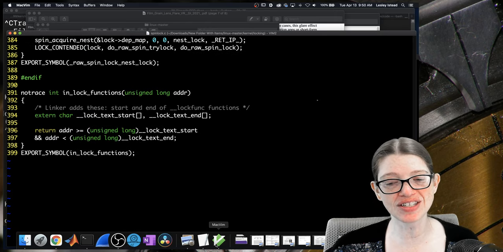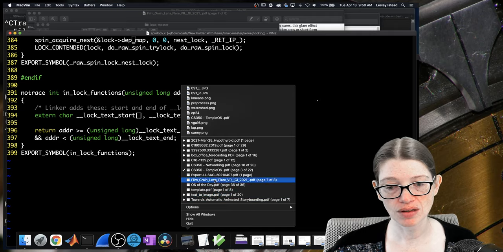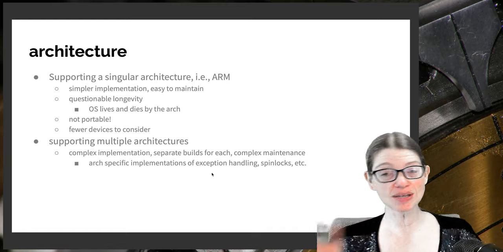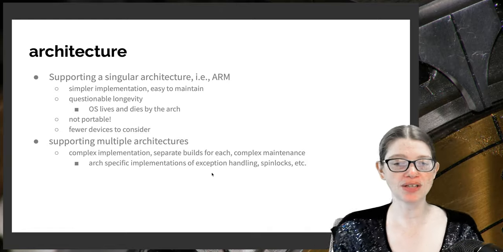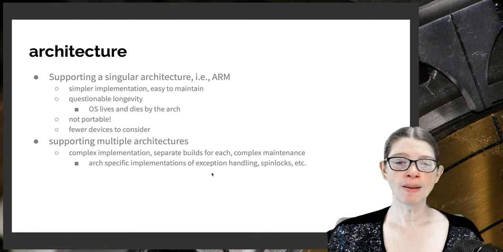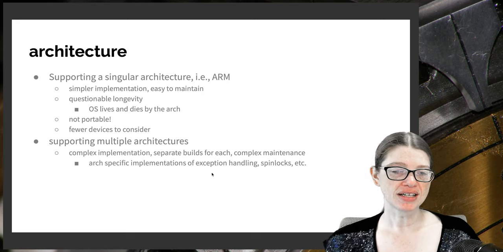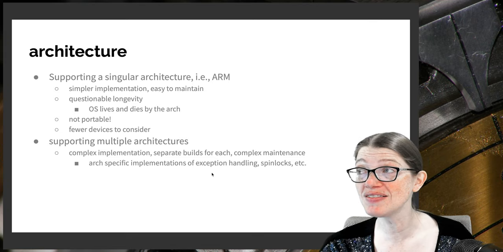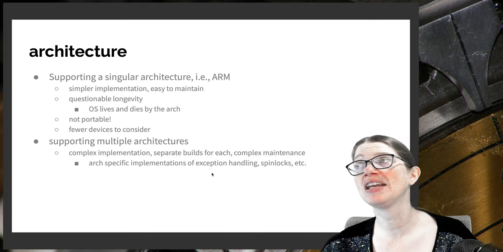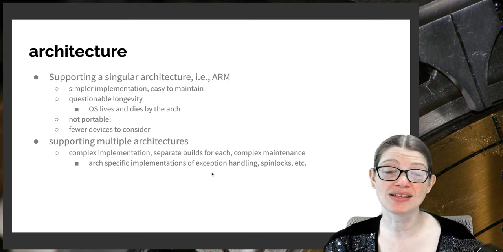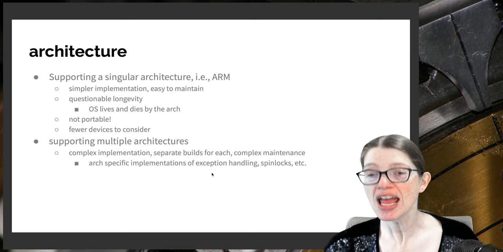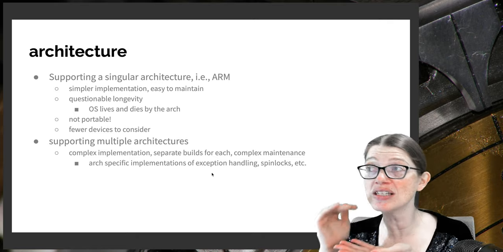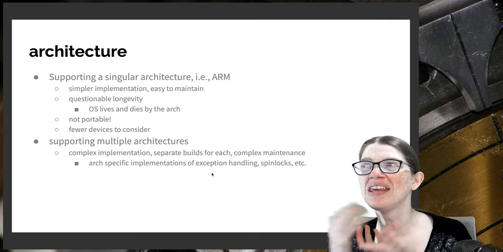This has some interesting side effects though. If you're supporting a singular architecture like the MIPS R3000 or ARM, this really makes your implementation simpler. Because if you look at OS-161, we don't really have many of those preprocessor directives. And the ones that we do have are simply enabling and disabling certain assignments or UW-specific features. So the code is really easy to read and really easy to maintain. And it's actually quite small, and we don't have a lot of repeated things.